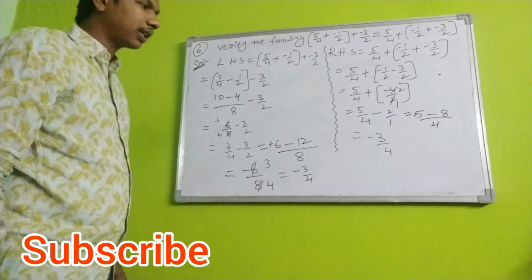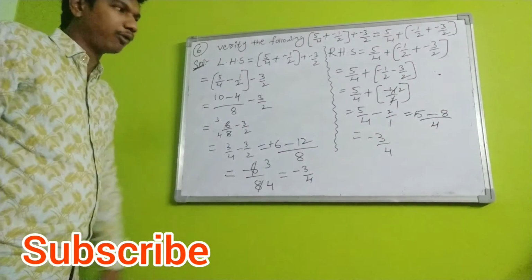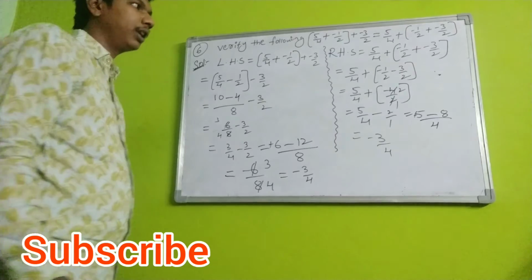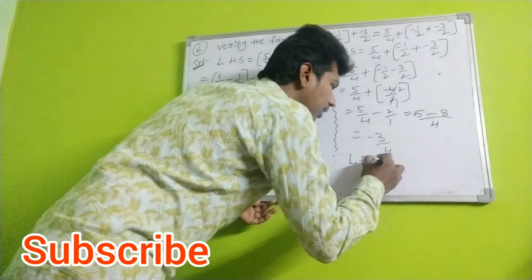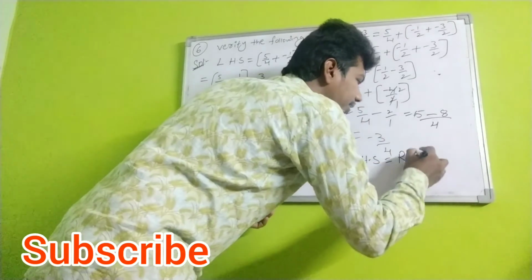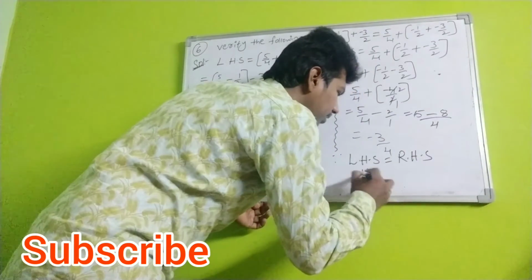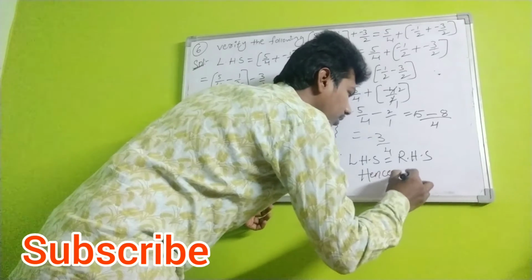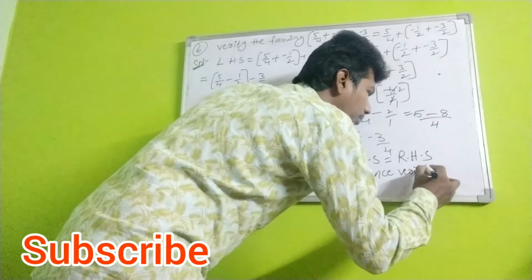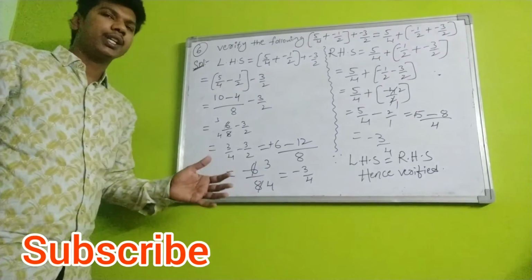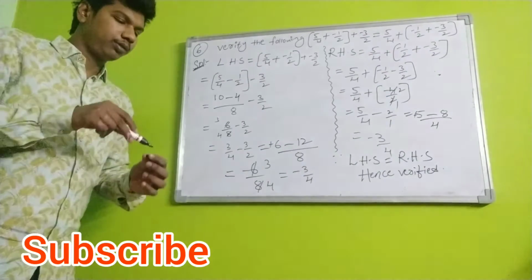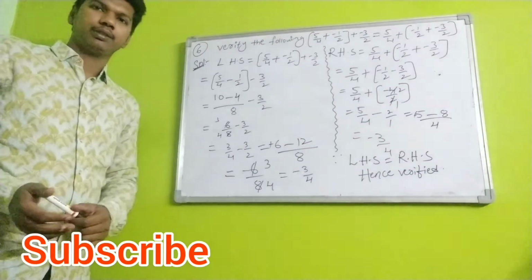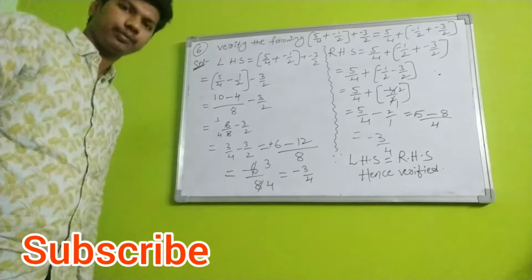Now you can observe clearly. LHS answer is minus 3 by 4. RHS answer is minus 3 by 4. Therefore both the answers are same. LHS is equal to RHS. Hence verified. Our problem is verified. Okay, students, this is a way of proving LHS and RHS problems. This is a way of finding the method. Right. Let's see question number 7.